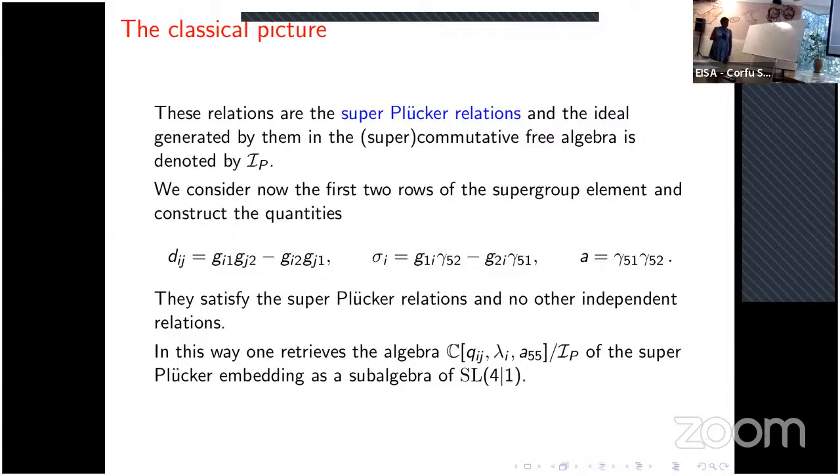Well, one thing that one can prove is that these relations are all the relations that are satisfied in order to get the Grassmannian. In terms of generators and relations, the ideal generated by these relations is the image of the map, and it will be denoted by IP. We'll see later how I use this ideal.